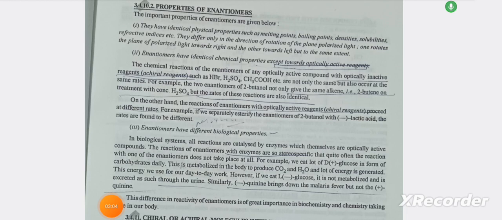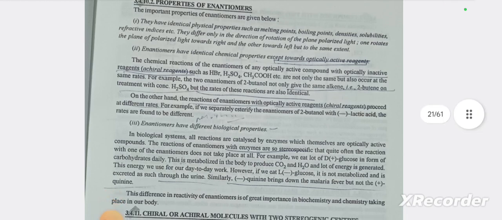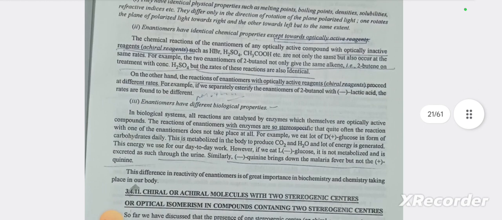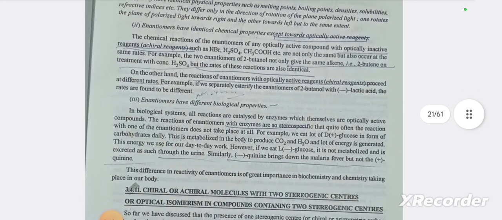Properties of enantiomers. The important properties of enantiomers are given below. They have identical physical properties such as melting point, boiling point, density, solubility, refractive index, etc. They differ only in the direction of rotation of plane polarized light. One rotates the plane polarized light towards the left and the other to the right.